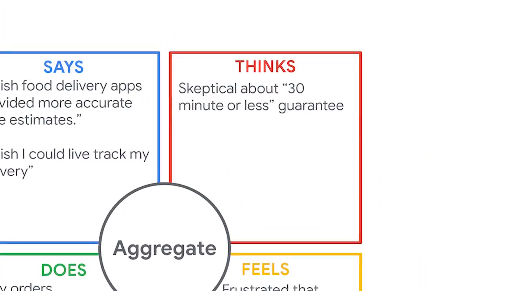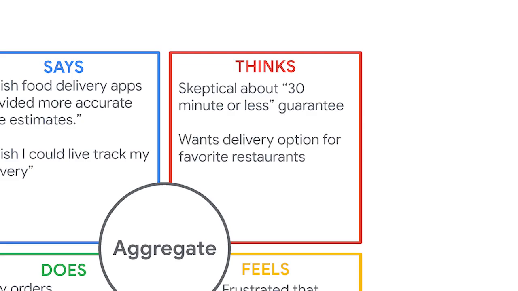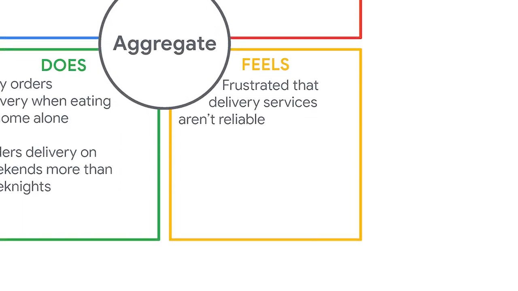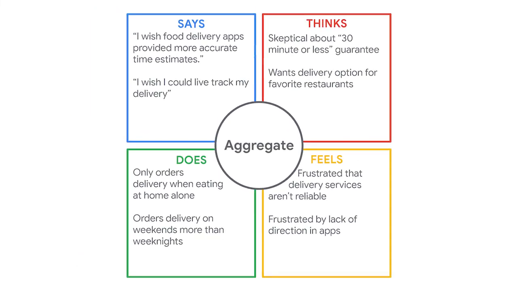Now we're on the thinks square. During the interview, Louis shares that it would be nice if their favorite restaurants had a delivery option. Let's add this to the thinks square. Next, Simone responded to the question, "How do you feel when you try to place a delivery order through an app?" by expressing frustration with the lack of direction in most food delivery apps. We'll add this reply to the feels square first. Louis stated feeling annoyed with trying to navigate delivery apps. We'll add that feedback last. And now we have a complete aggregated empathy map that represents a full user segment.